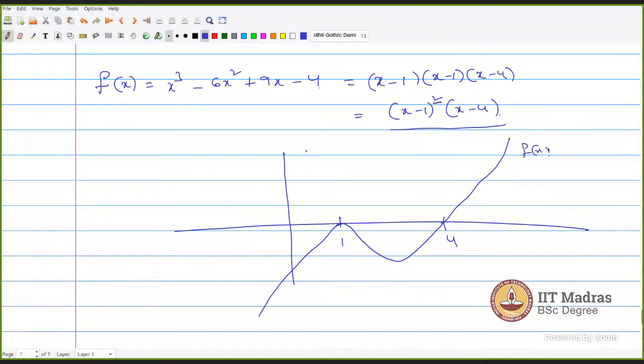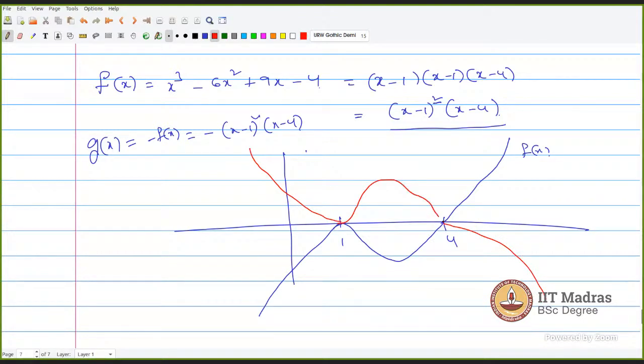Now what is g of x? g of x is actually minus f of x. So this is minus of (x minus 1)^2 (x minus 4). Now the only change is our leading coefficient is negative here. Initially it is positive, so you will get the inverse image of this. So when a is less than 0 and it is odd degree, the behavior will be like this, and at 1 it should bounce back like this. So this is g of x.